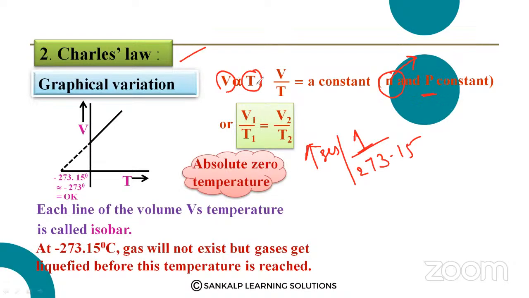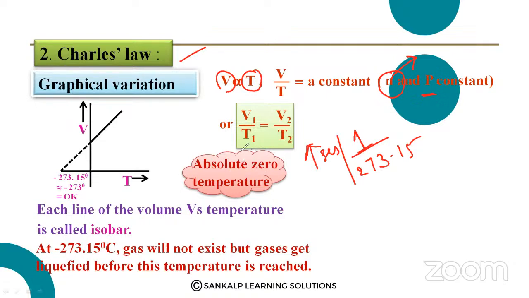So V is directly proportional to T. If you remove the proportionality sign, you have to introduce a constant. So V by T equals K, or it is constant. After solving, it comes to V1 upon T1 equals V2 by T2. Absolute zero temperature, when you take it in Kelvin, 273 is nothing but it is in terms of Kelvin.